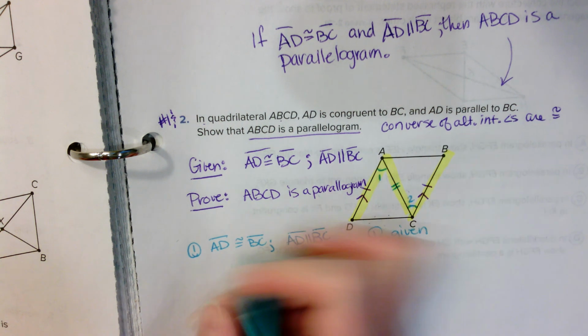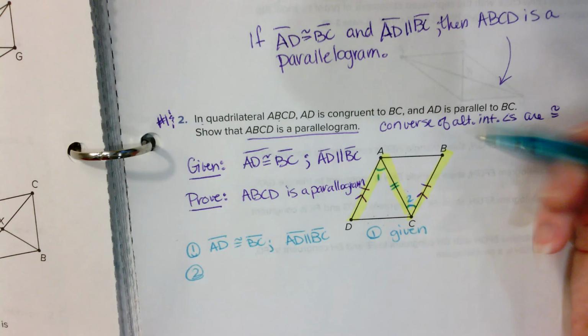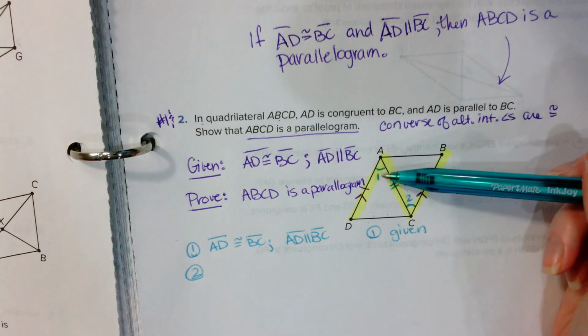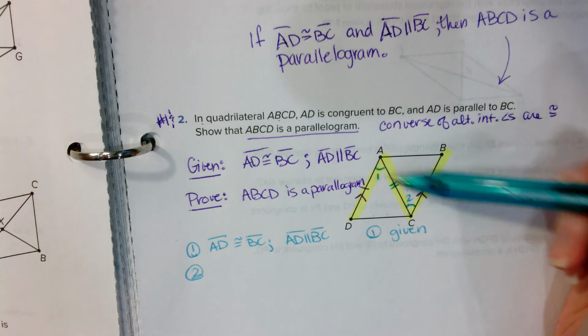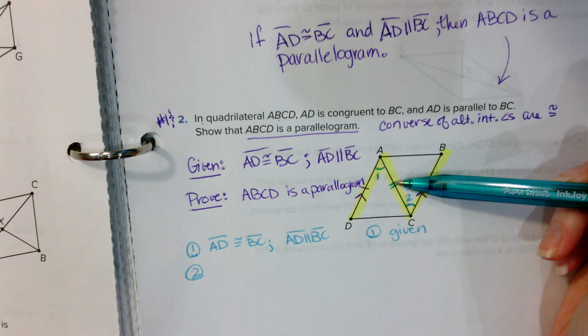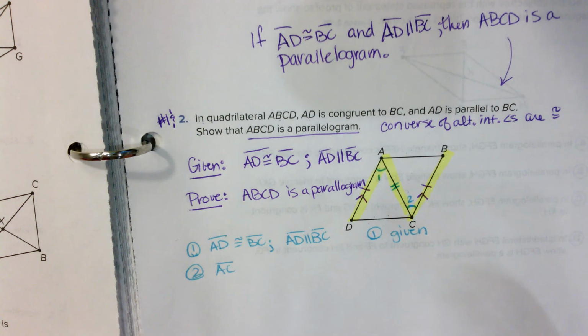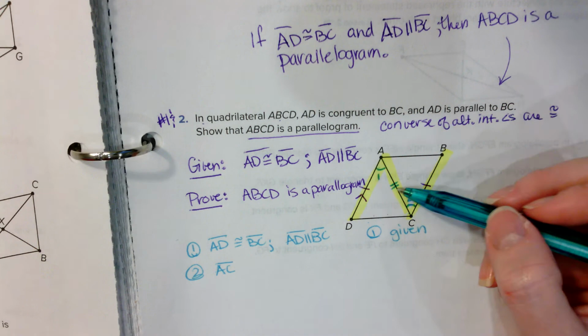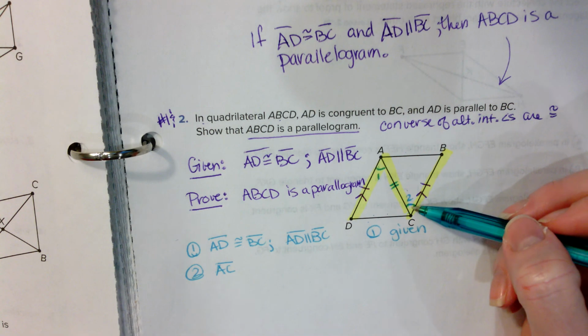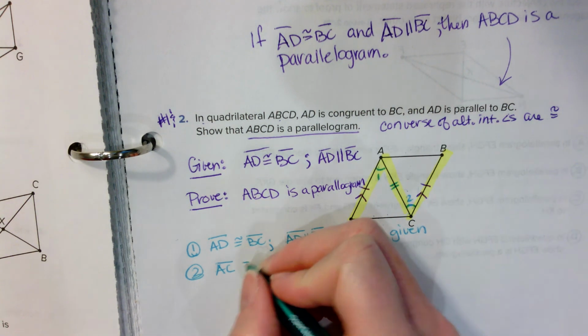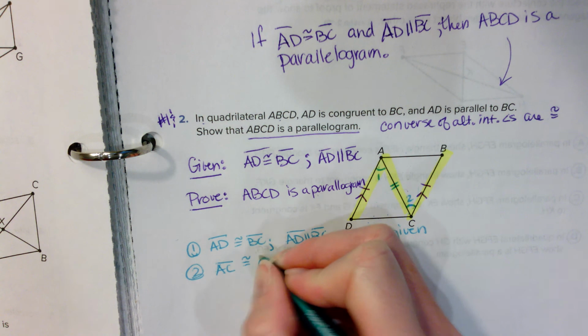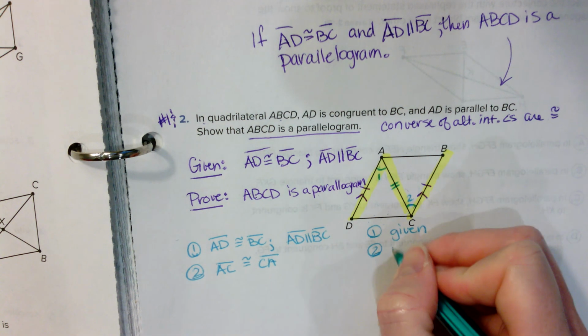Now my statement 2 needs to be either my alternate interior angles, or I can talk about my reflexive side. It doesn't matter which one I do first. I'm going to do my reflexive side. So now I need to think about, is this a twist or is this a reflection with no twist? This is a twist because 1 twists down here to 2. So when I write this, I've got to write this as CA. So then that is the reflexive property.